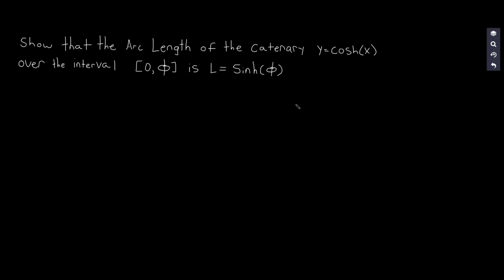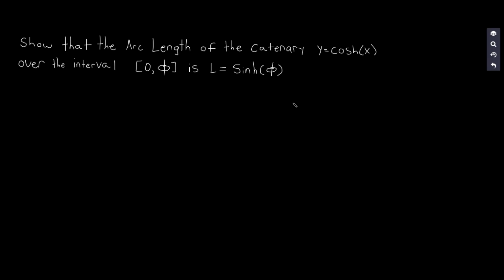This question says, show that the arc length of the catenary curve y equals cosh of x over the interval 0 to phi is equal to sinh of phi. Couple things to note here. The first thing is that phi, this variable here, is just a placeholder variable. I think it looks cool, so I decided to use it, but you could put anything you want there. You could put A, B, C, whatever you want. I just chose a letter from the Greek alphabet, but it's interchangeable with other variables.